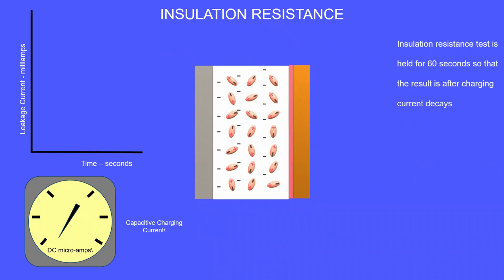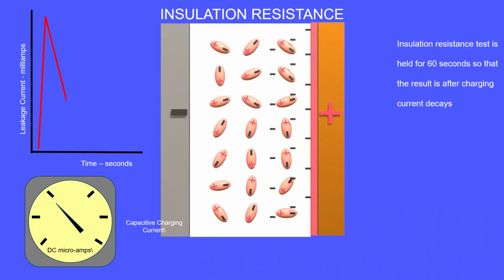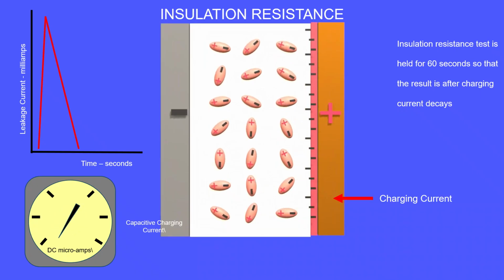When DC voltage is applied across the insulator, the negative charged electrons in the insulation are attracted to the positive charged side, which is the conductor, and away from the negative charged side, which is the ground. Since an insulator does not have many free electrons, the time required for the electrons to flow is short. This flow of electrons is called the charge current. Normally within 60 seconds all the charge current is completed. This is why we hold the voltage for 60 seconds when performing the IR test.